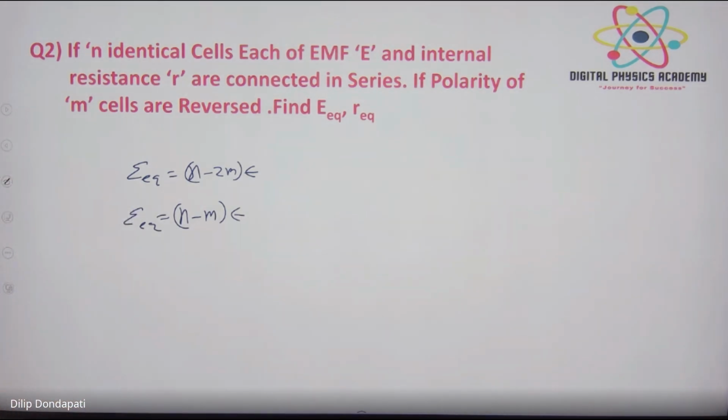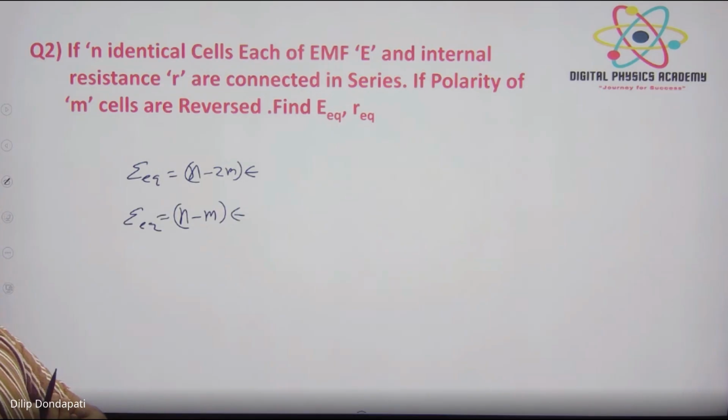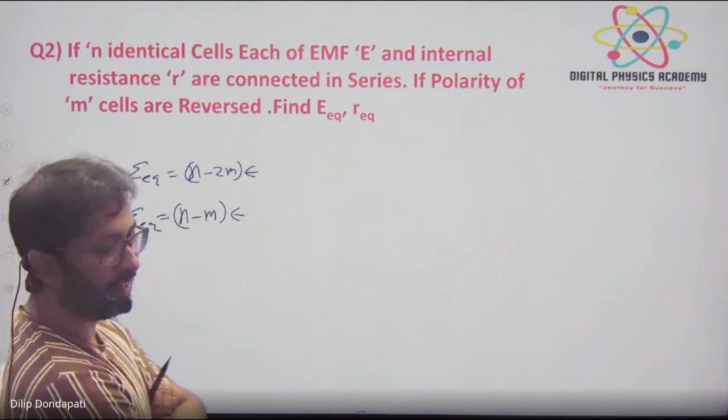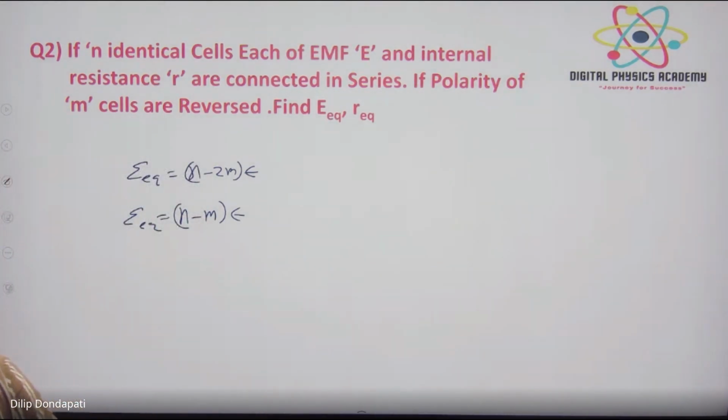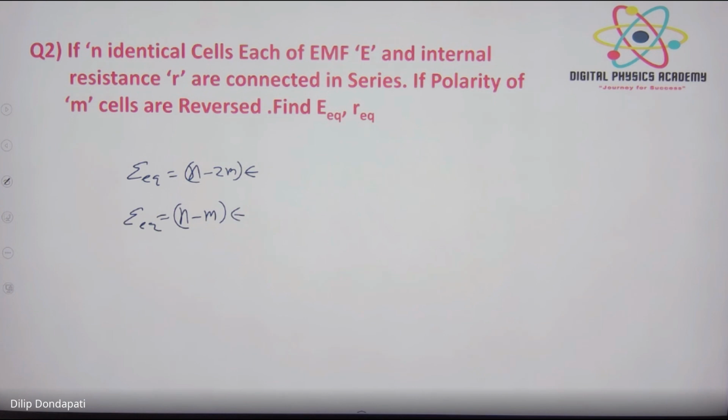N identical cells, EMF E and internal resistance r are connected in series. If polarity of M cells is reversed, then find the equivalent. N identical cells in which M cells are reversed, find the equivalent, simple.